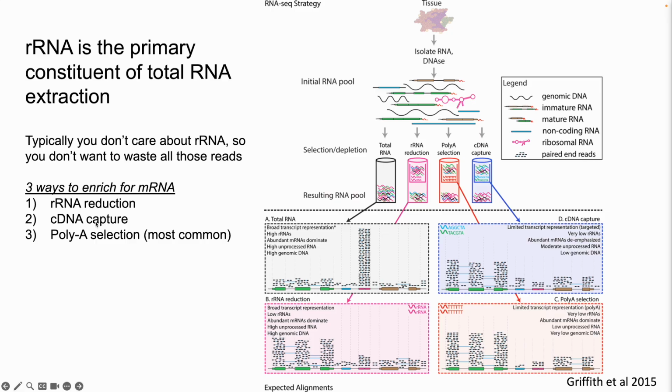You can do cDNA capture. So if you've got a well-annotated genome, you can make probes that will anneal to just the genes that you want to survey and pull those down, and then you can send those off for sequencing. And then poly-A selection, which is the most common, at least for eukaryotes. Ribosomal reduction is probably the one that gets used most often in prokaryotes. But in eukaryotes, you just prime off of the poly-A tail. Okay.